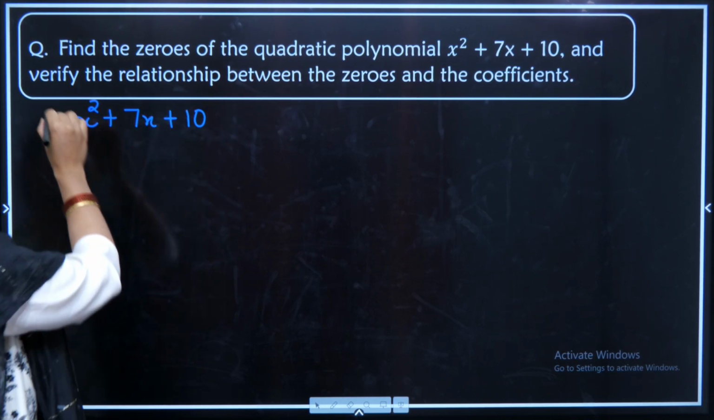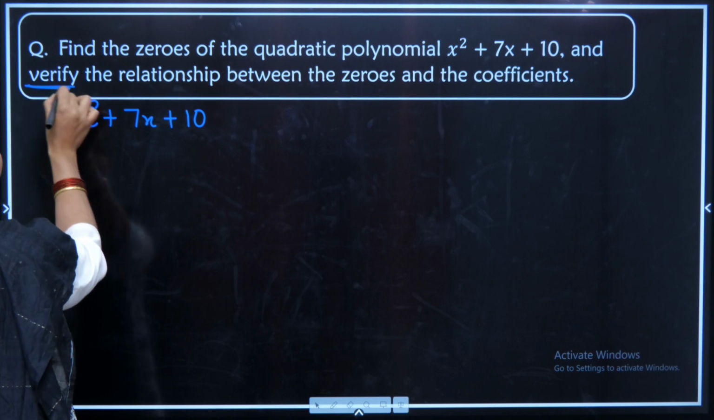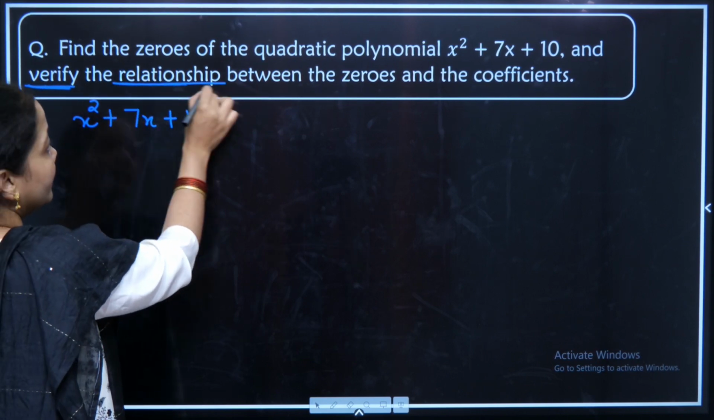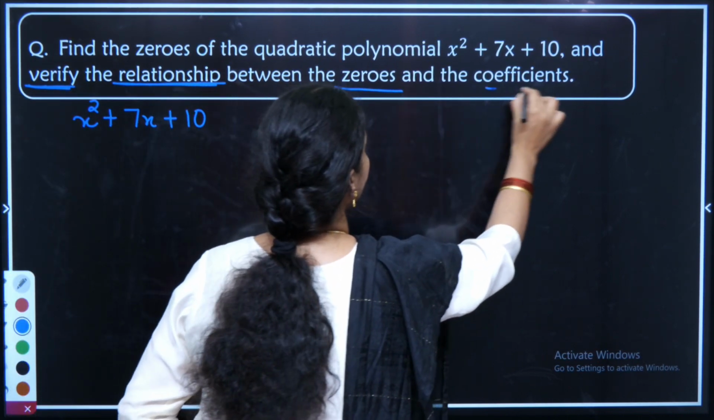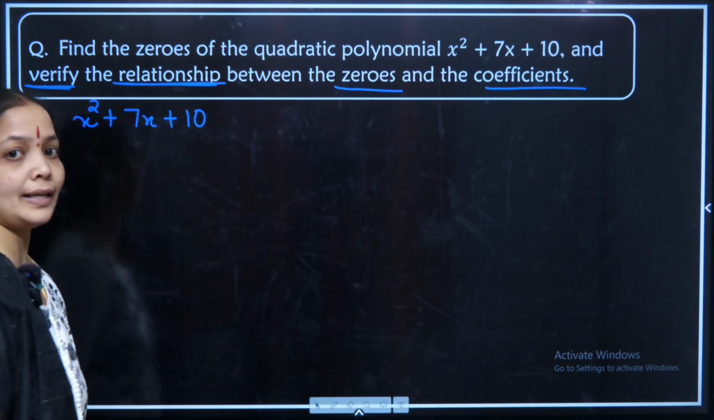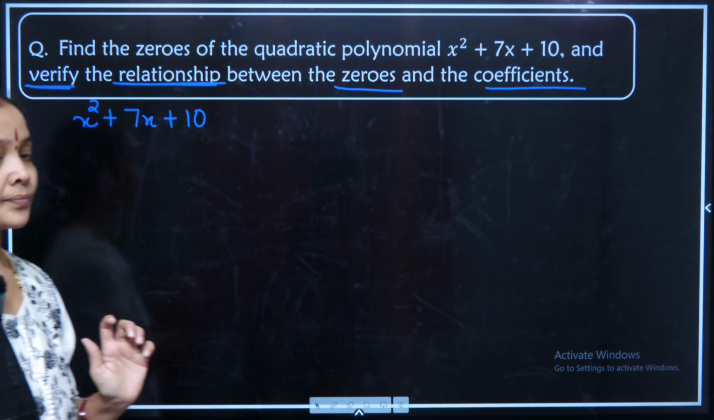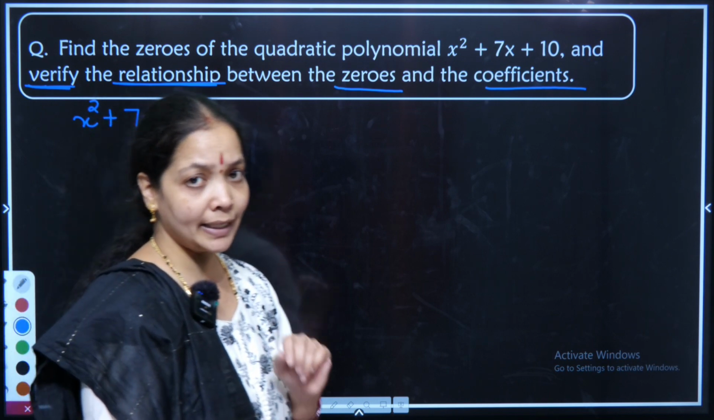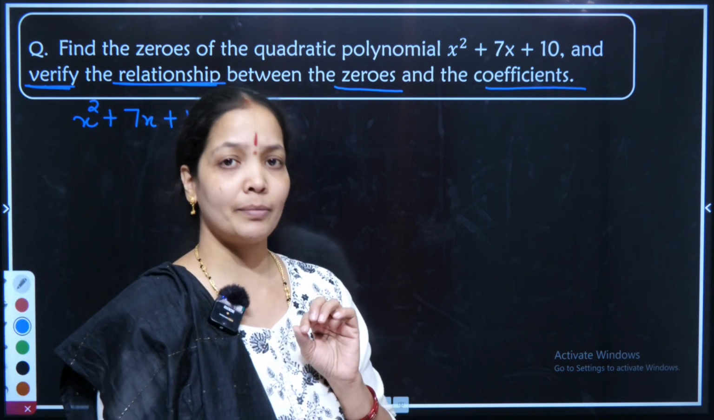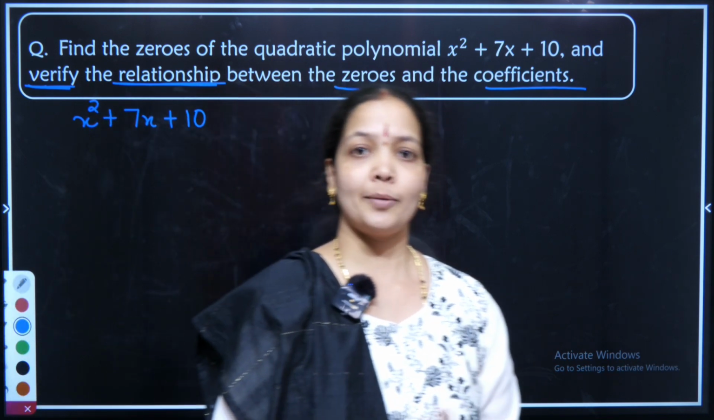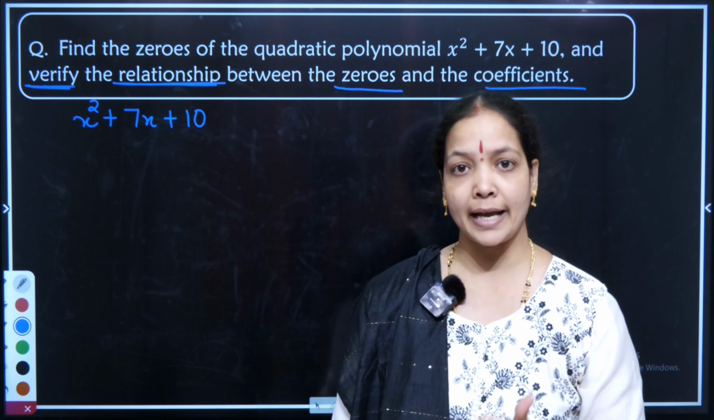They are telling me to find and verify the relationship of zeros and the coefficients. These are the key terms to be underlined and kept in mind. I have to verify the relationship. To verify the relationship, I need to understand or memorize the formula. The formula is alpha plus beta is negative b by a.